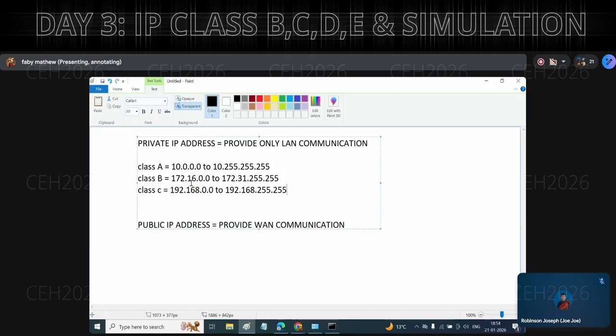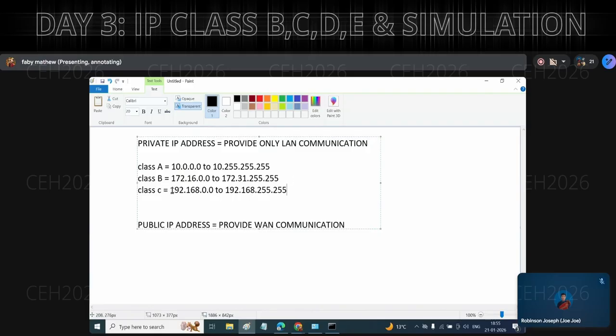Similarly, in class B, it has two network parts. See here, it is changing the value in the second octet. Each and every second octet, if it is changing the value, the particular addresses are not communicating with each other, but it is providing the range 172.16.0.0 to 172.31.255.255. If you are configuring the machine with any IP address in this range, that is also a private IP address.